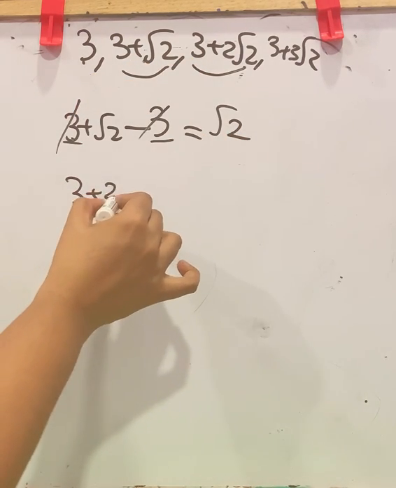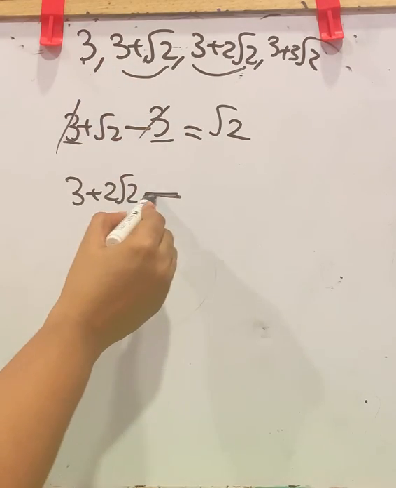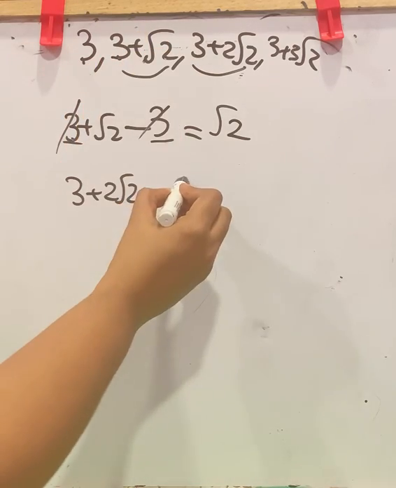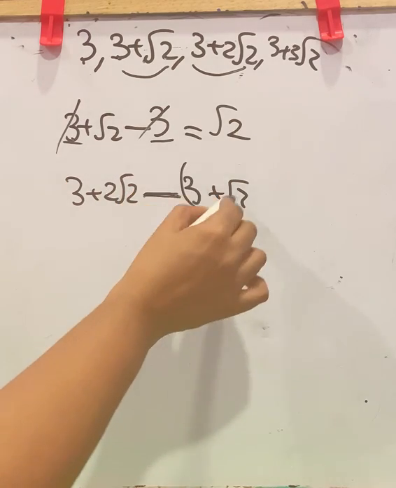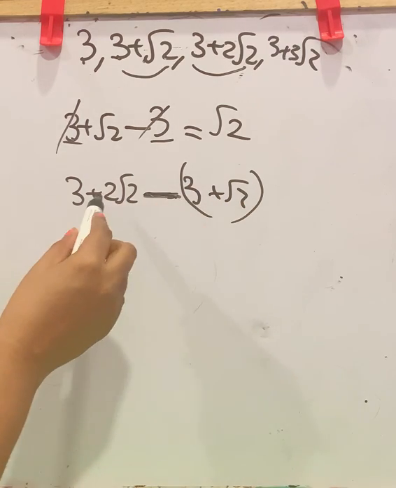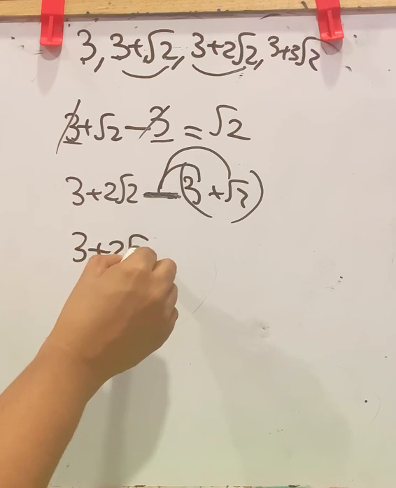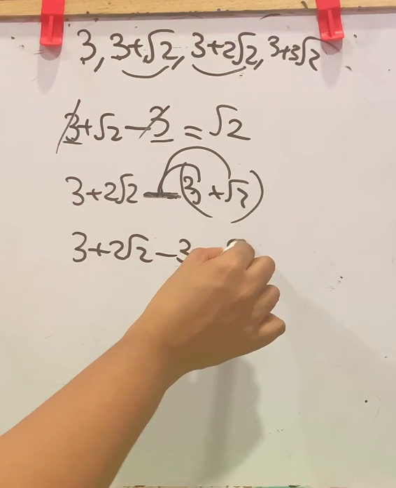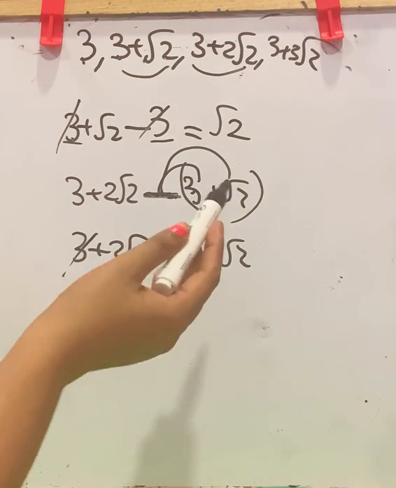Now next, A3 minus A2. 3 plus 2 root 2 minus. Here, remember, this minus is common for this 3 and root 2. These are two terms. Don't write it like this. It is wrong. This negative is for both the terms, so put a bracket there. This is subtraction, so put a bracket here. Now we can open this with negatives. So 3 plus 2 root 2 minus 3 minus root 2. Now 3 minus 3 gets cancelled because 3 minus 3 is 0.